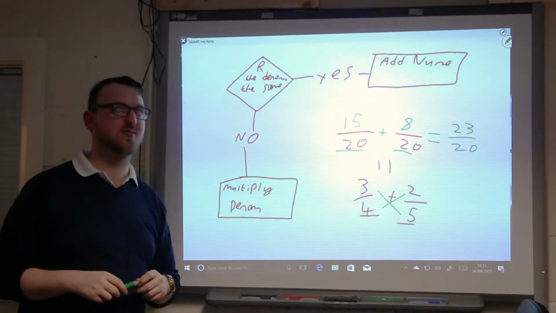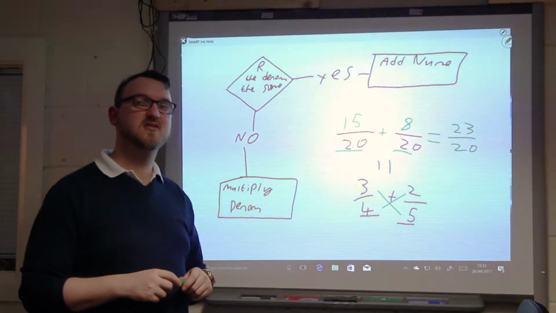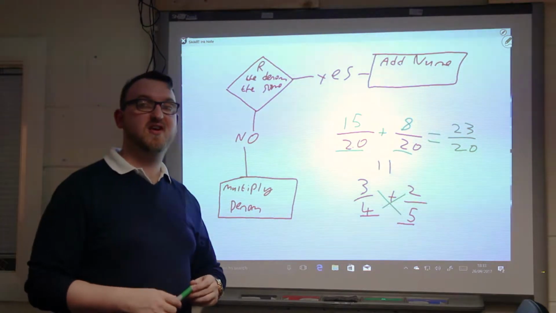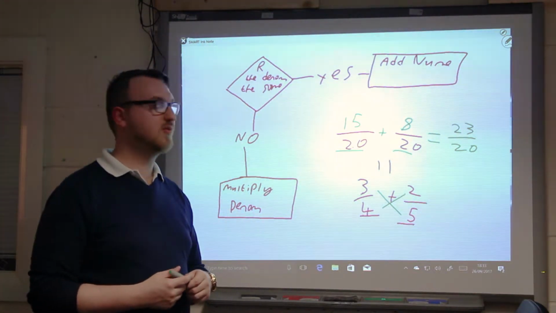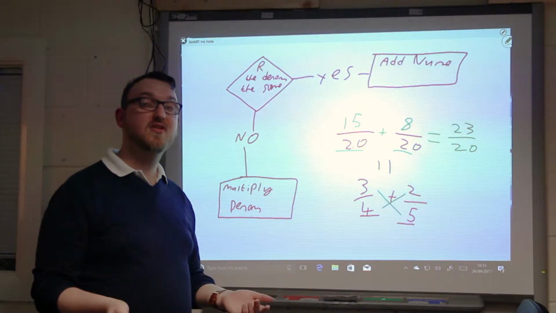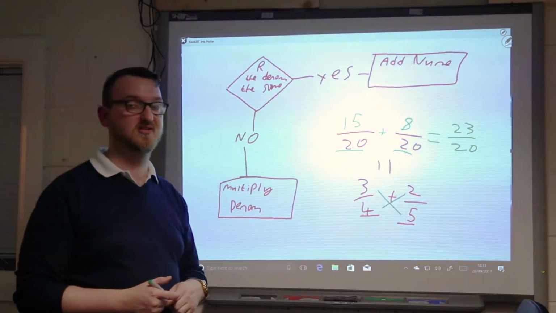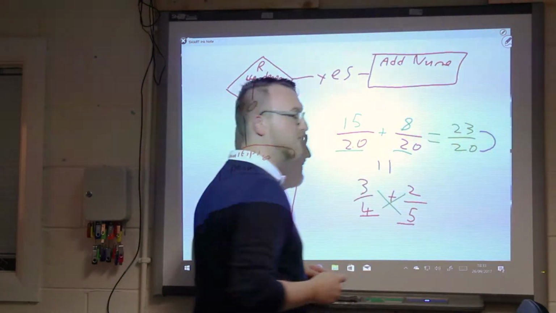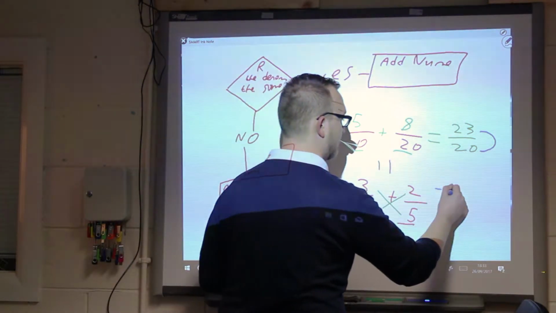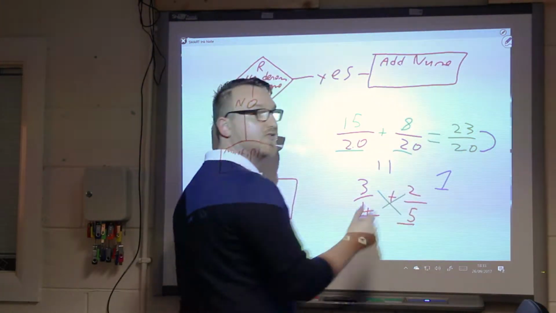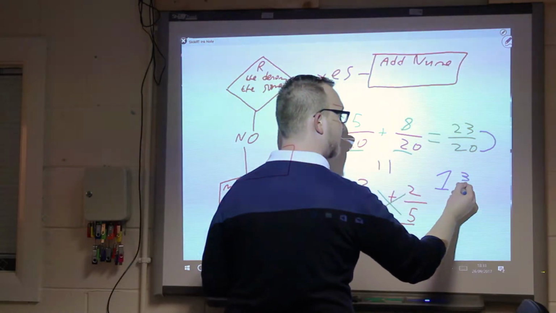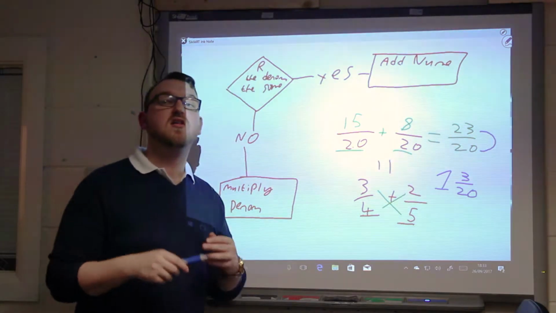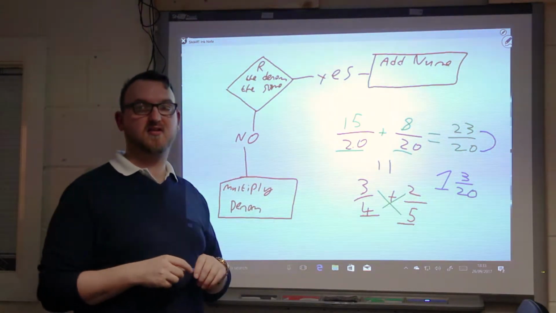Does that look okay to you? Is that a proper fraction? It's not, it's top heavy, it's an improper fraction. This question might have asked, give your answer in simplest form. So what do we do? Well, remember the last session, we converted that into a mixed fraction. So what we do, how many times does 20 go into 23? Just once. Big 1. What's the remainder? 3. So that becomes our new numerator, and the denominator will stay the same. That is how we add our fractions.